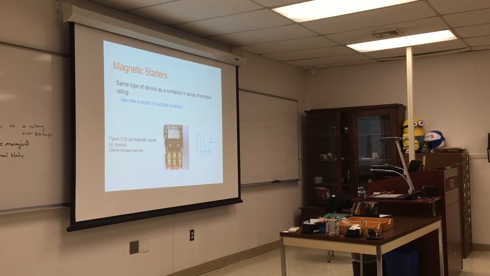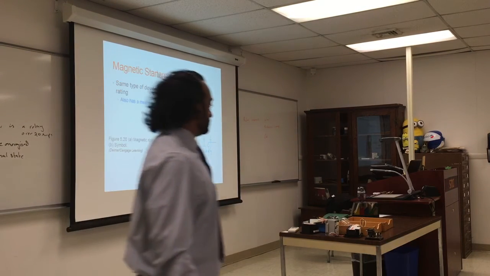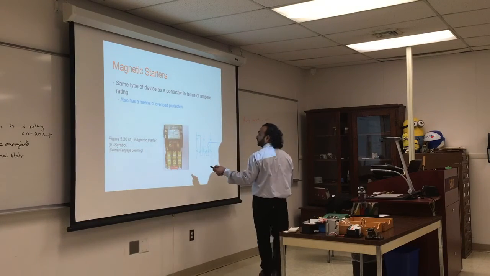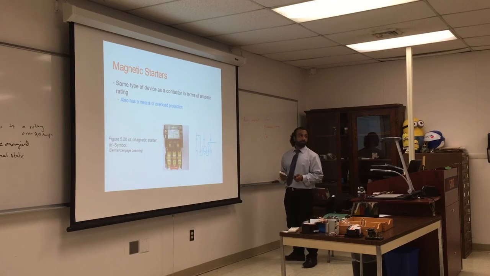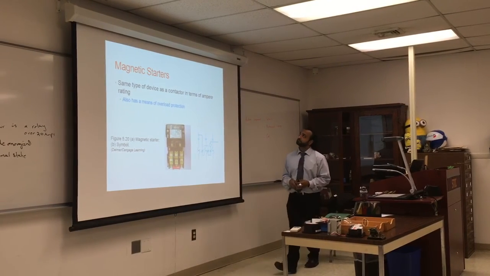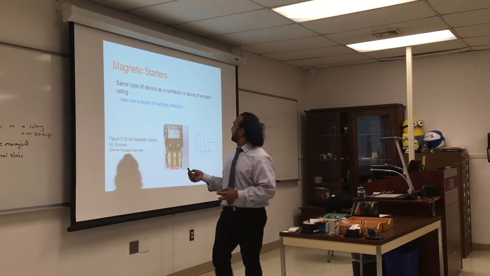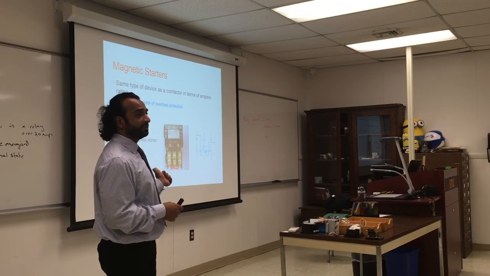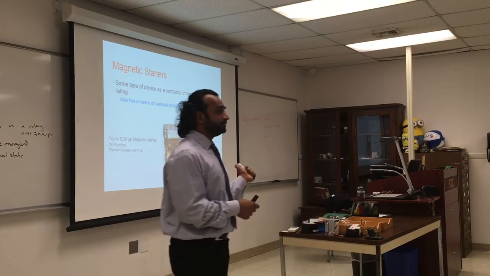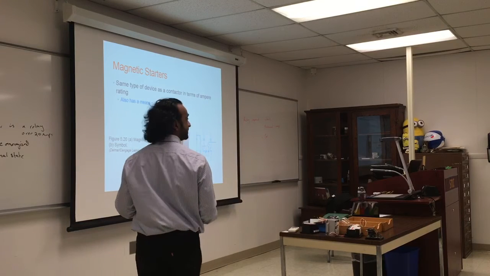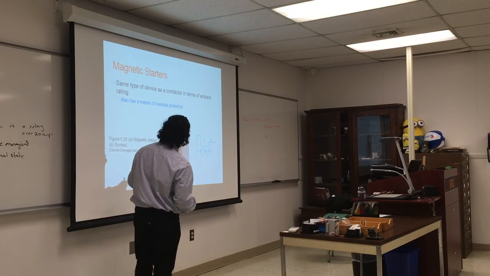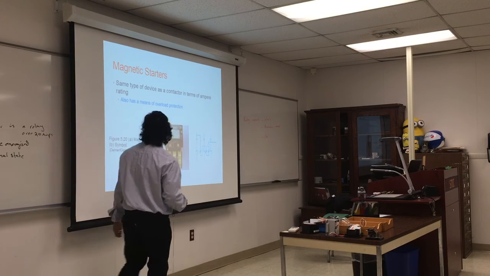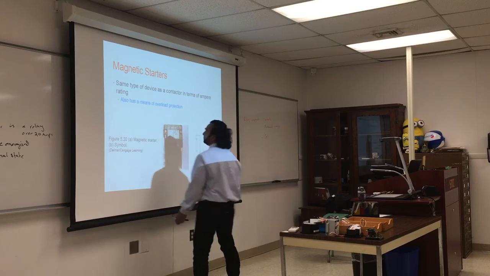So, magnetic starter. What's a magnetic starter? It's a large contactor with overload protection. So it has more than 20 amps. It also has the ability to cut off the power based on a set amperage. This is the symbol for it, and this one has 3 phase. If we exceed a certain amount of amperage, it will shut off.